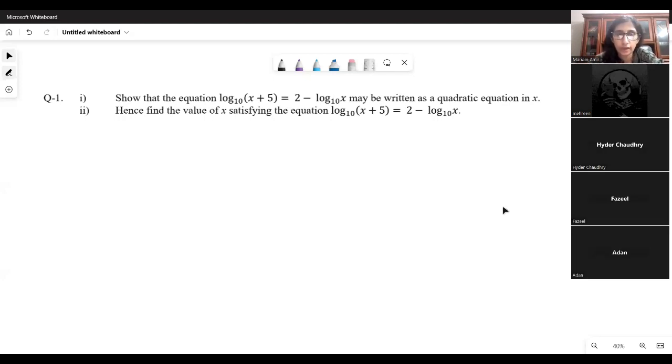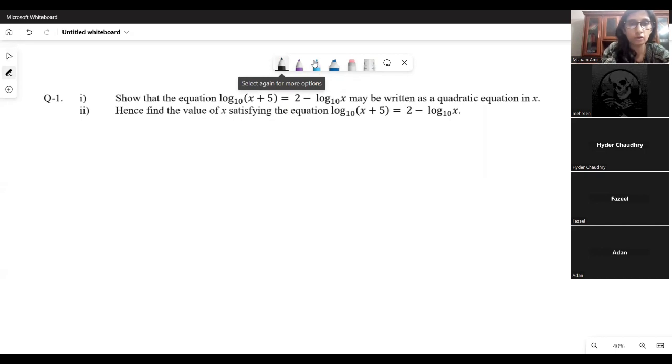Worksheet. Show that the equation log base 10 of (x plus 5) equals 2 minus log base 10 of x may be written as a quadratic equation in x. Okay, so forget about quadratic equation. Let's try to solve this first.